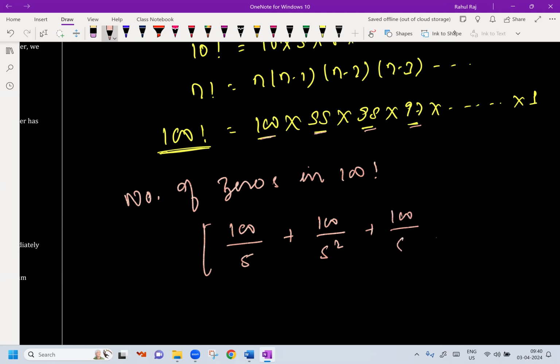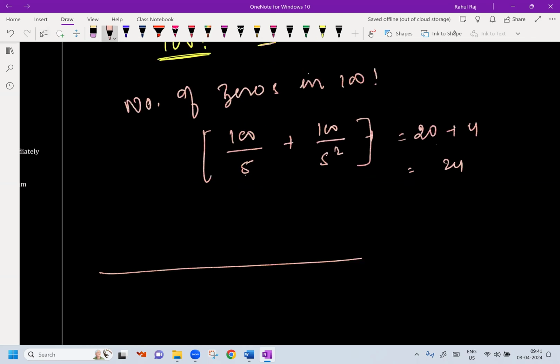If you do 5 cube, 5 cube crosses 100, right? So you can't take this. You will have to stop at this place itself. So 100 by 5 is 20, and 100 by 25 is 4. Imagine the number is so huge that whatever these numbers are, I don't care about them at all. But there are 24 zeros, which itself goes into trillion, quadrillion, whatever, right? So this is a way to find the number of zeros in 100 factorial.